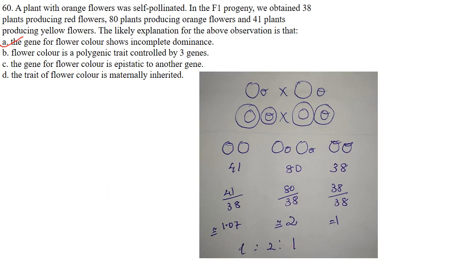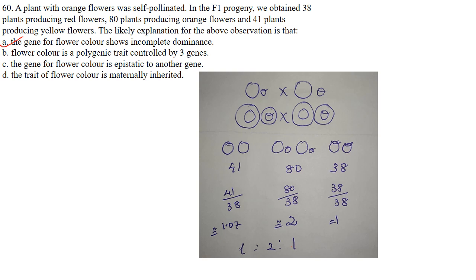The next one. A plant with orange flowers was self-pollinated. If the F1 progeny were obtained, 38 plants producing red flowers, 80 plants producing orange flowers, and 41 plants producing yellow flowers. The likely explanation for the above observation is that.